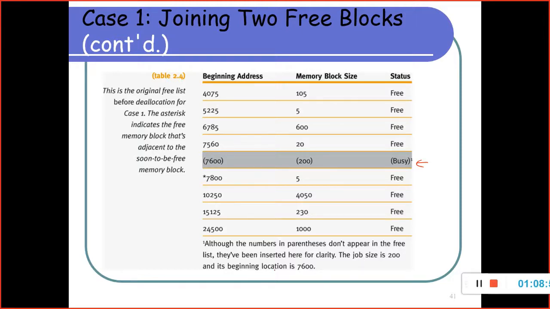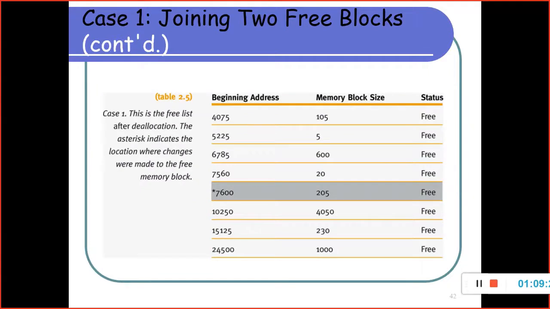The job size is 200 and the beginning allocation is 7600. This one is 7600, and 7800 is 5. This one is busy processing. This one is free. This is the free list. After this, it indicates the location where changes were made to the free memory block. After the job has been finished or processed, you want to clear the memory block.